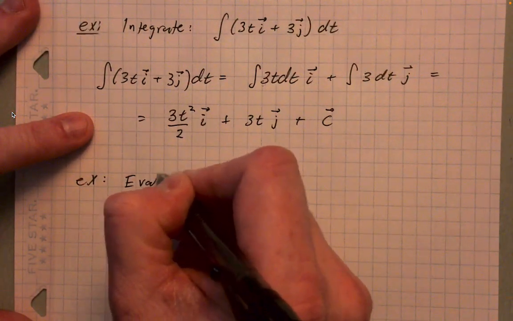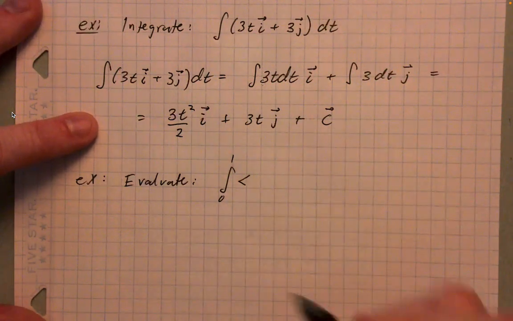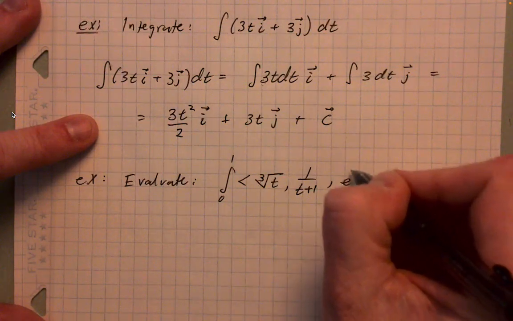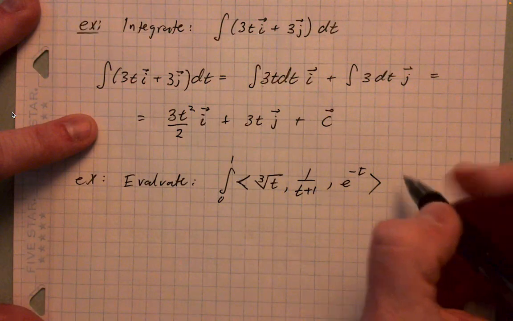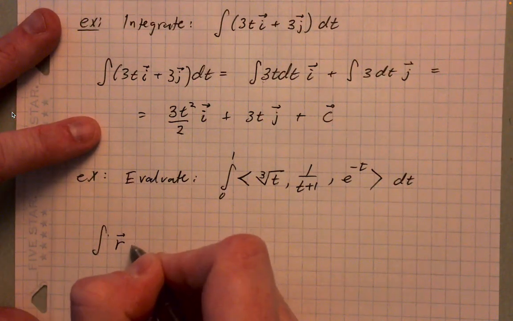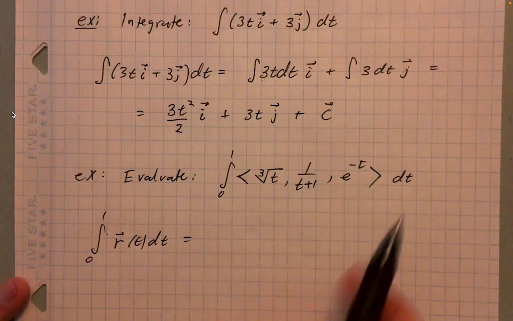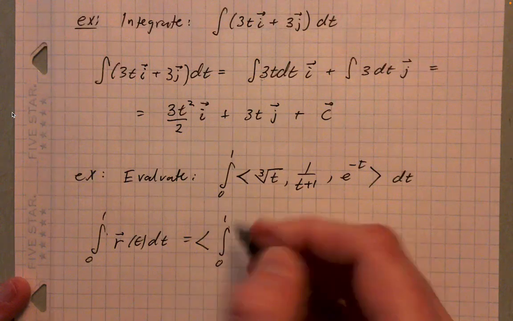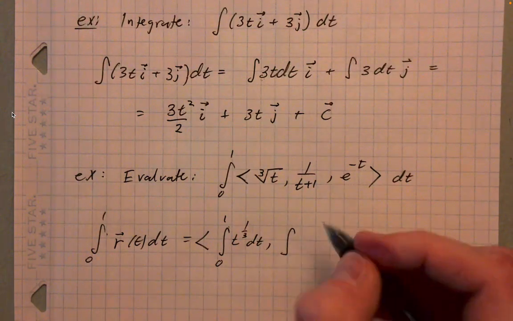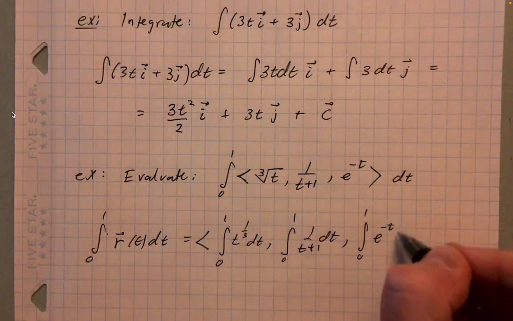How about this one? Let's do a definite integral, and let's make it look a little different than we're normally used to. We say 0 to 1, and now instead of writing in ijk, let's write it in component form. So this would be the cube root of t, 1 over t plus 1, and e to the negative t. We want to integrate this vector valued function with respect to t. So this is like the integral of r of t dt, but here we're going from 0 to 1. You would integrate each of the components. So the integral from 0 to 1 of t to the 1/3 dt, and the second component is the integral from 0 to 1 of 1 over t plus 1 dt, and then the integral from 0 to 1 of e to the negative t dt.